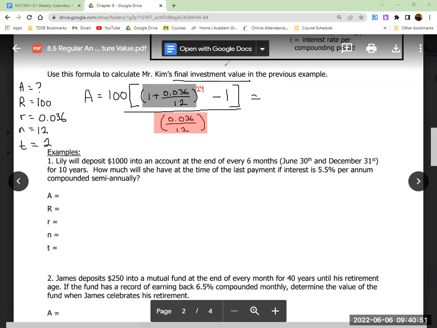If you are the type to do each calculator portion separately and then write it down on your piece of paper, I recommend you keep as many decimals as possible because we're dealing with money here. Okay? You only round the money when we get to it, to 2 decimal places, but up till then, don't round. Let's see if I could do this. 0.036 divided by 12 plus a 1, that's to the power of 24, minus 1, divided by 0.036 divided by 12.